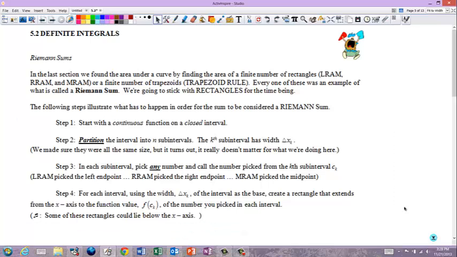Alright guys, this is 5.2, definite integrals. An integral is essentially the opposite of a derivative. Up to now, we've pretty much been doing derivatives. Now we're going to change gears and do the second half of calculus, which, when you think A, B, C, would be the B. A is derivatives, B is integrals, and C winds up being the series stuff.